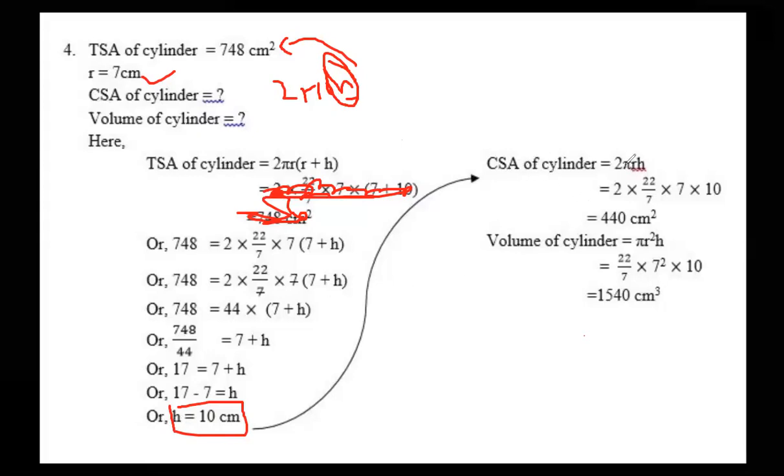Now just use the formula and get the answer. So CSA of cylinder is 2 pi r h. 2 pi means 44 by 7, radius is 7, and height is 10 centimeter. Multiply the numbers and you get 440 square centimeter as the answer. For the volume of cylinder, pi r square h, pi is 22 by 7, into radius 7 square, into height 10 centimeter. Multiply and divide and you get 1540 cubic centimeter as the answer. Is there any problem? No, sir.